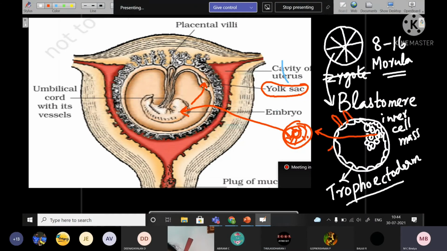Trophoectoderm will form finger-like projections like this, which you can call placental villi or chorionic villi. Both are the same, chorionic villi. And that you can see in the figure here. This is the chorionic villi, or it's called placental villi.